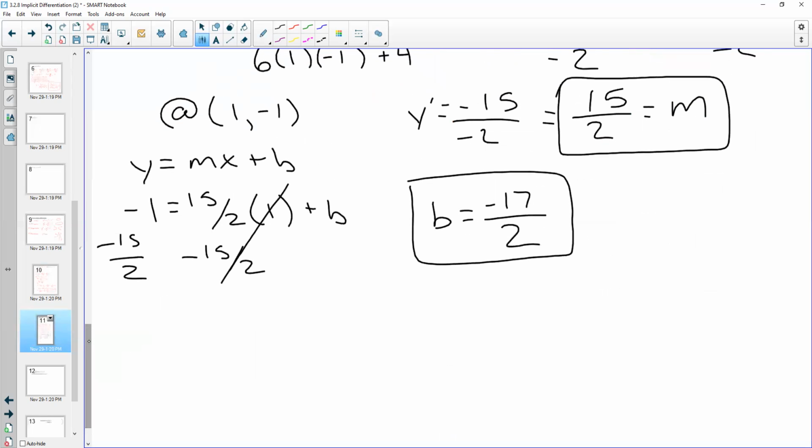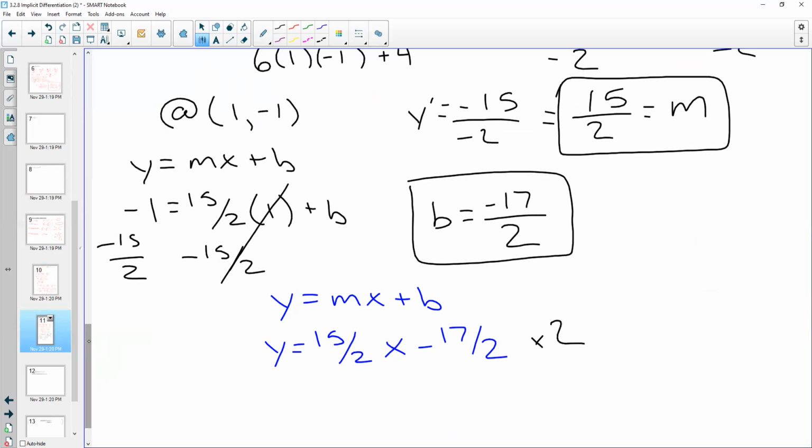So let's do it. We have y is equal to mx plus b. So y is equal to 15 over 2 x minus 17 over 2. Okay, remember when we are putting our answer in standard form, we do not want fractions. And we also want a positive coefficient in front of the x. So let's get rid of our fraction. So we multiply both sides by 2. We can get rid of our denominators.